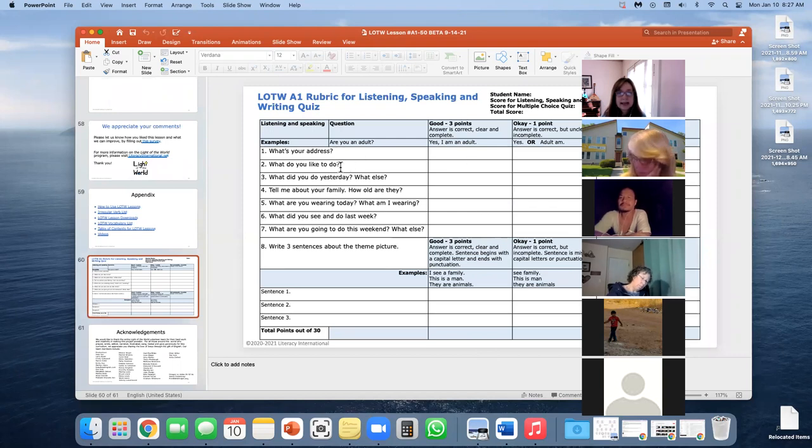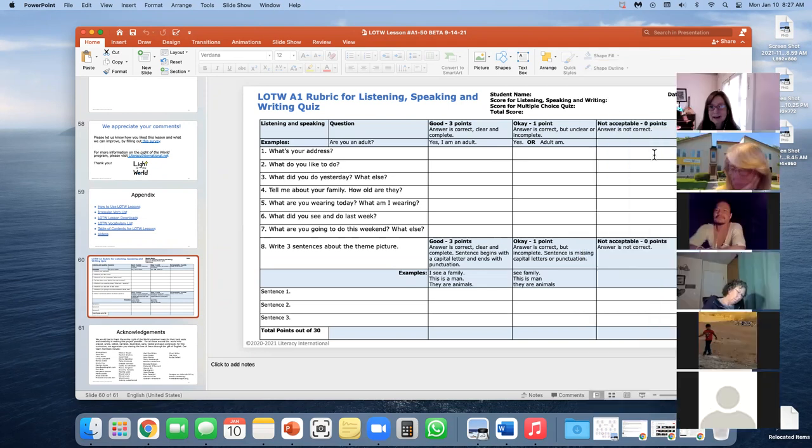And so when you ask these 7 questions, like, what is your address? they can get 3 points if they answer it correctly, one point if it's correct but not really clear or complete. And if they can't answer it at all, or they give the wrong answer, then they get 0 points. So this is a pretty simple rubric you can use to score them.